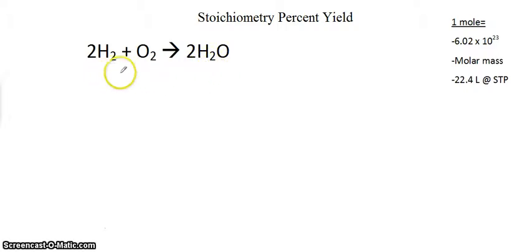The problem is that's kind of a theoretical thing, and you don't always get that amount. So percent yield basically is a stoichiometry problem with one additional piece of information. They tell you you actually got a certain amount, and then it's just a percentage type problem. So let me just do one as an example.